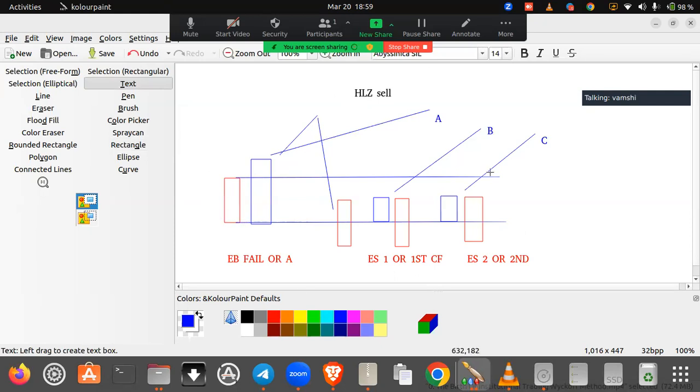So this is the structure for high liquidity sell. We use this zone for selling purposes. We sell from this level. This is a strong selling setup. You can take a screenshot of it.